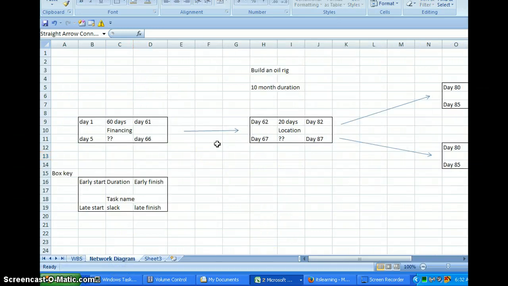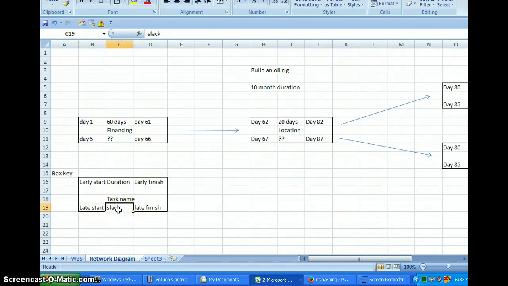Now we get to the network diagram, and what I'm asking you to do is watch these 3 videos, and hopefully some PowerPoints as well. And I'm asking you to watch those very carefully and even take notes. And the box key right here, this is early start. This is the day you start. This is the duration of the work breakdown structure, the work package. And this is early finish, meaning it finishes on time. This is the task name. And this is late start, meaning if you start it late.